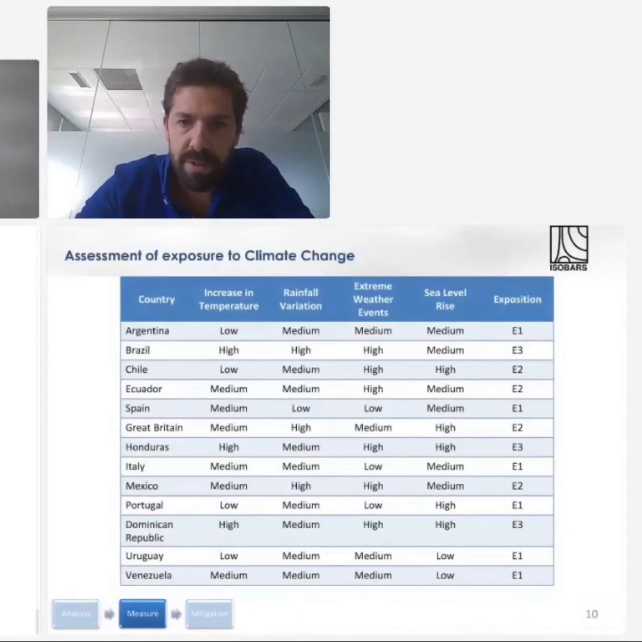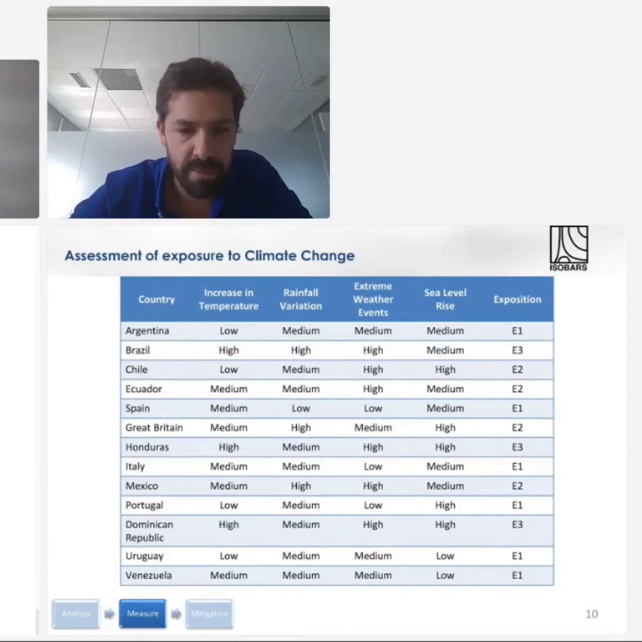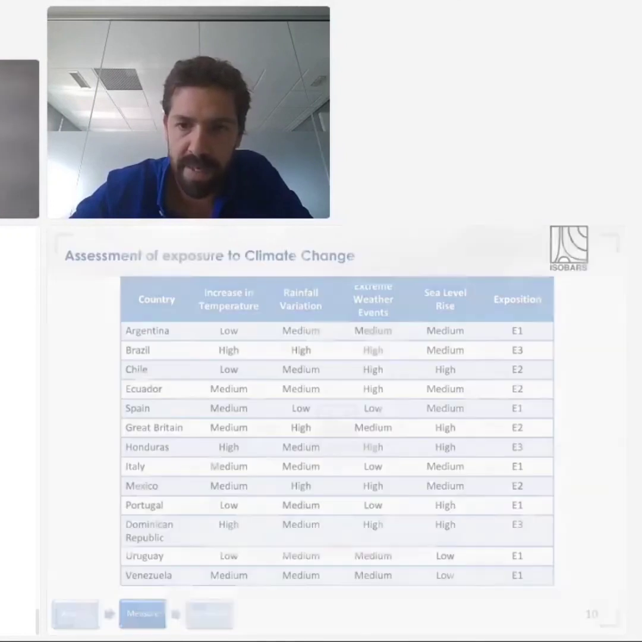So with these two vectors, the region and the consequence, we have to measure that. Here you have some examples of assessment of exposure to climate change, which is really important in order to mitigate that impact afterwards. For example, in Chile, we have a low impact from increasing temperature, a medium rainfall variation, but it's too high in sea level rise and extreme weather events, so we can give them an issue of exposure of risk. This is something really important in order to know how we can mitigate that risk.